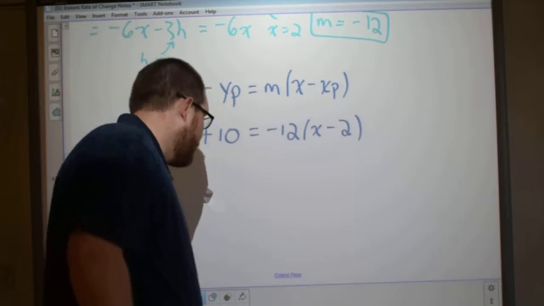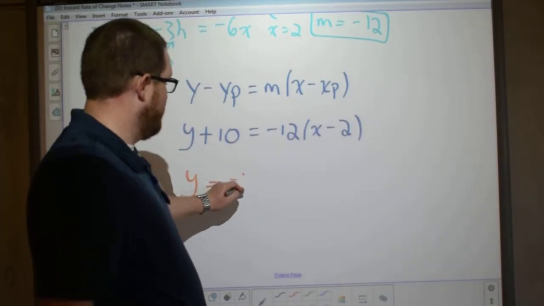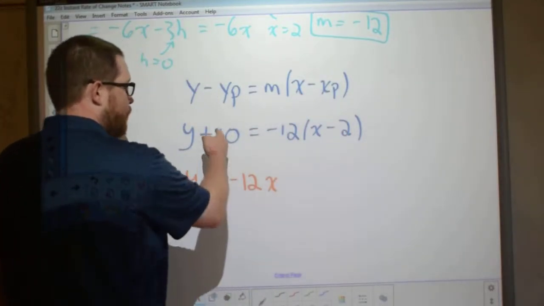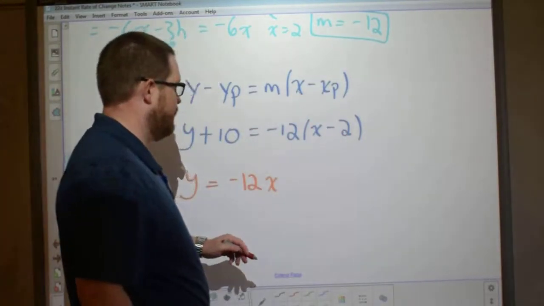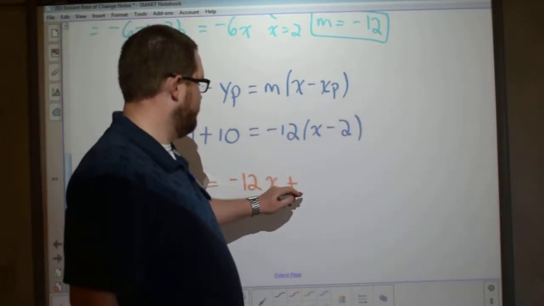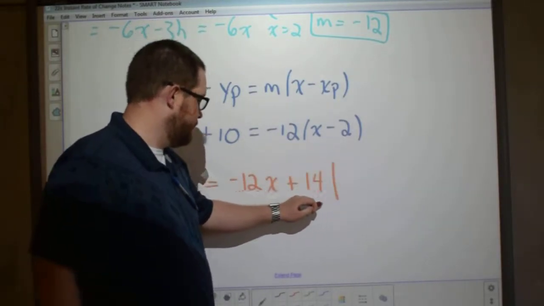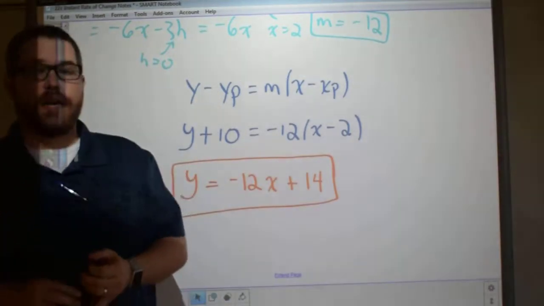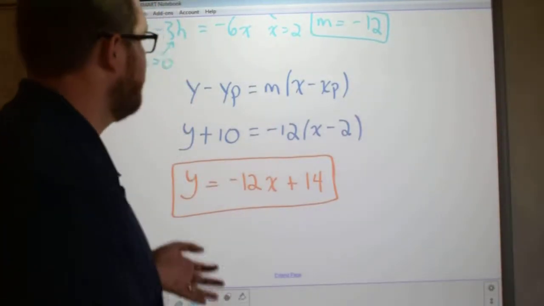Now I know most people want to clean this up. Negative 12x. That's going to make positive 24 minus another 10 is going to make positive 14. And there's the equation of your tangent line. Remember, tangent line is the point, and then the slope from the difference quotient.